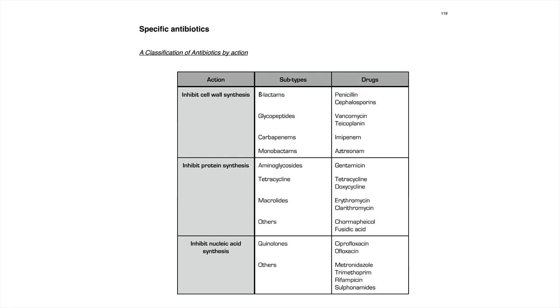Our final group are those that inhibit nucleic acid synthesis. So in this group I include the quinolones, that's ciprofloxacin, ofloxacin, and then what I've broadly termed as others, such as metronidazole, trimethoprim, rifampicin, and the group of drugs called the sulfonamides.